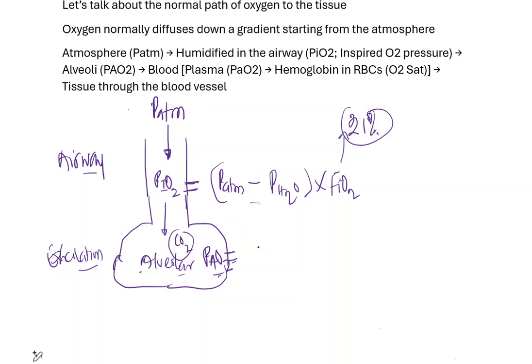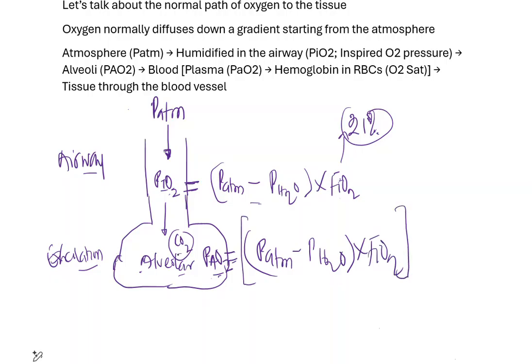So we already know our PiO₂ to be P atmospheric minus P water, multiplied by FiO₂. And from this, we're going to now subtract the partial pressure of carbon dioxide. And remember, this carbon dioxide is measured in the blood, so that means we have to divide by the respiratory quotient. And this is what we call the alveolar gas equation.